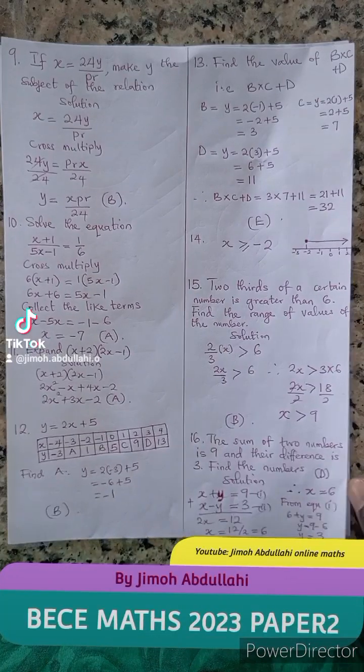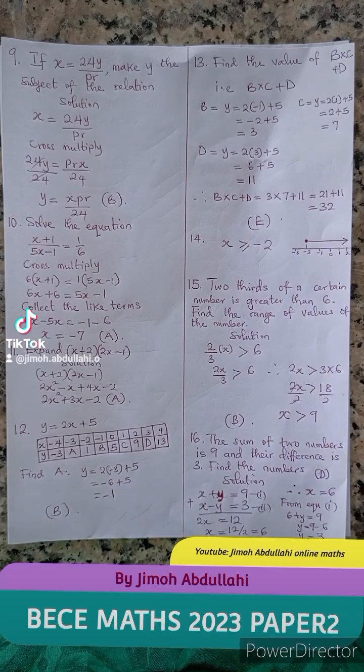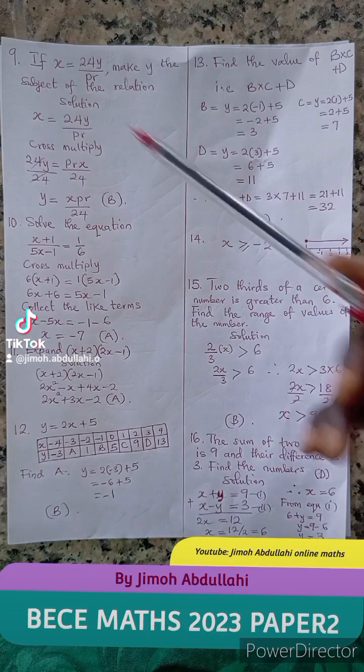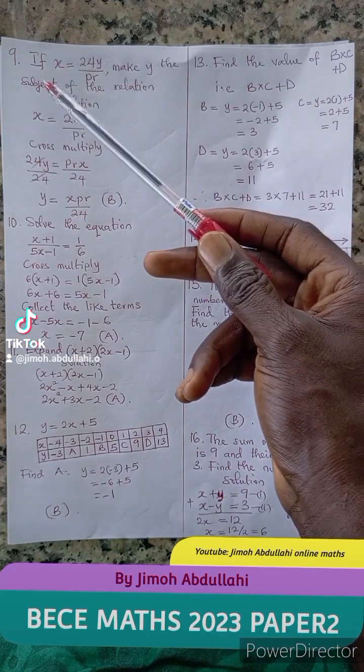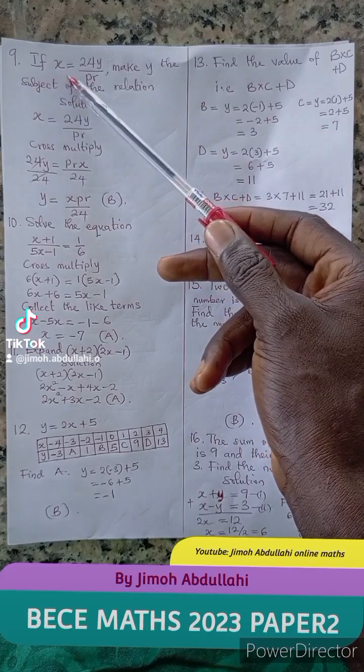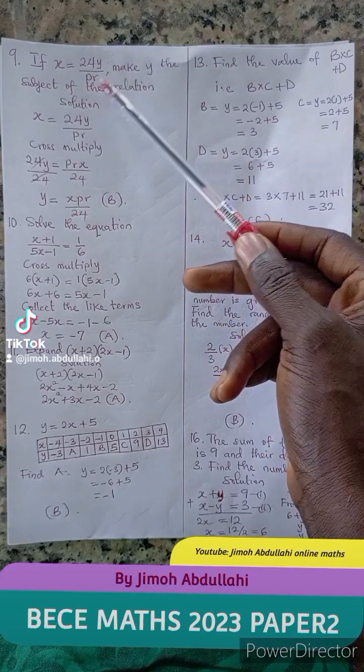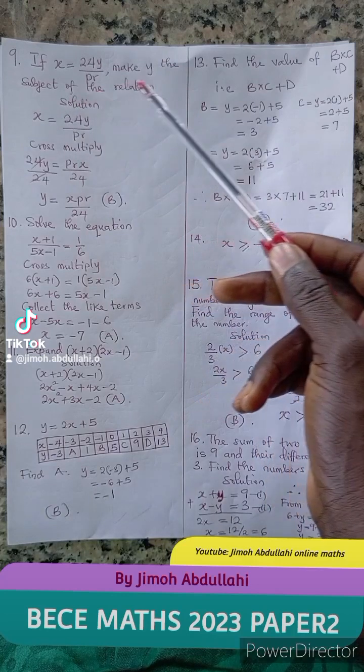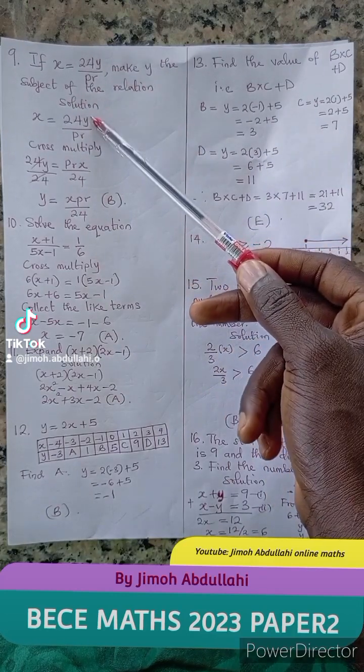So I'm going to continue with the videos on the solutions to BECE Mathematics 2023. This is paper 2. Now I'm going to continue from number 9. As you can see from number 9, we have a question here. If x equals 24y over pr, make y the subject of the formula.